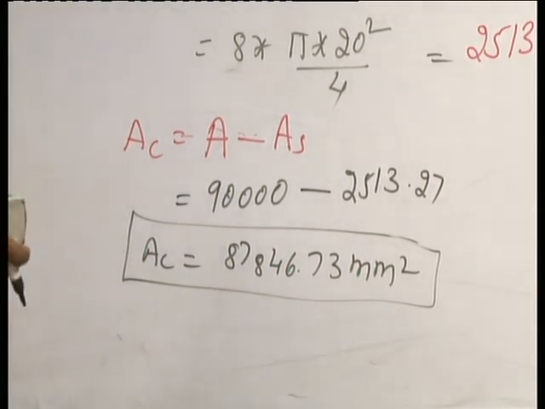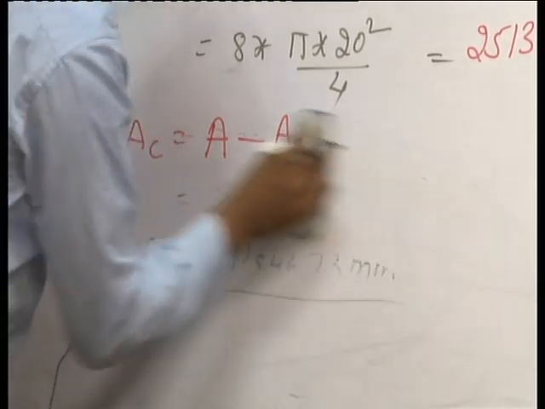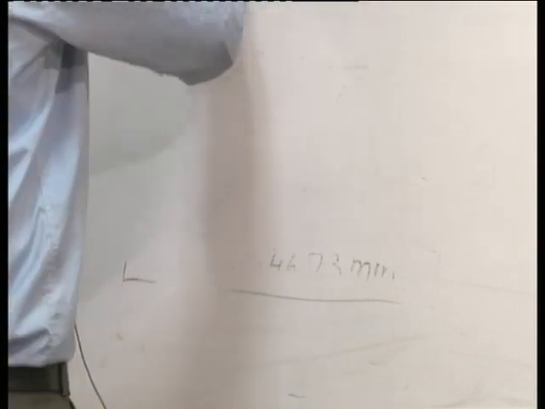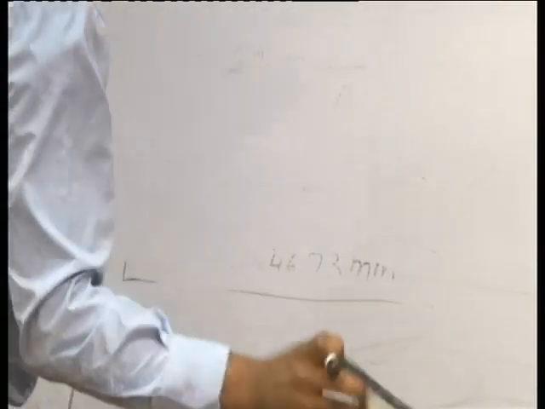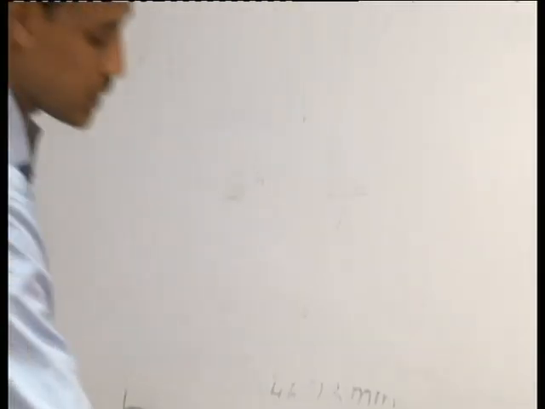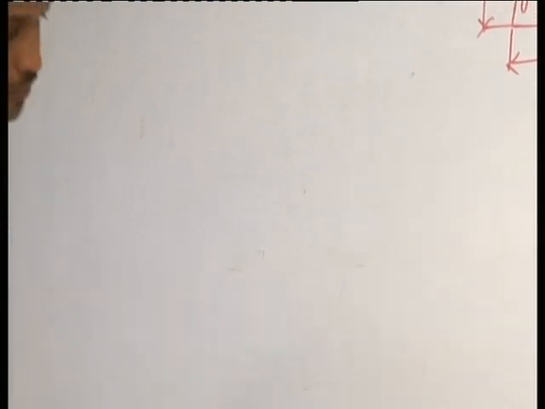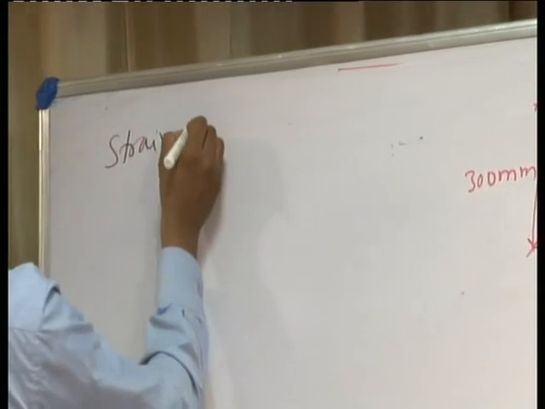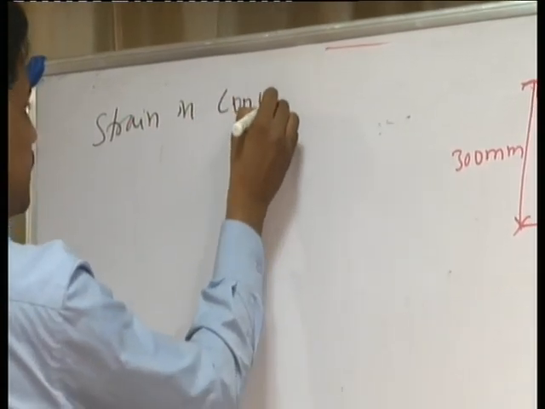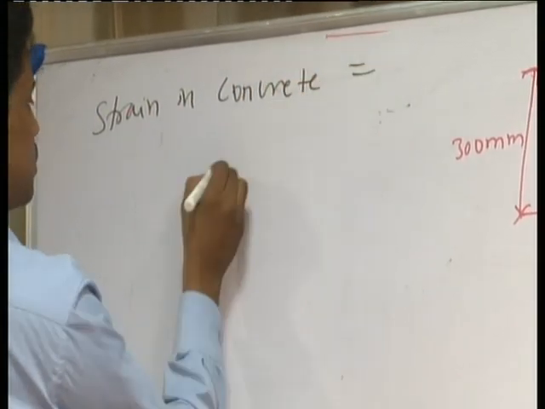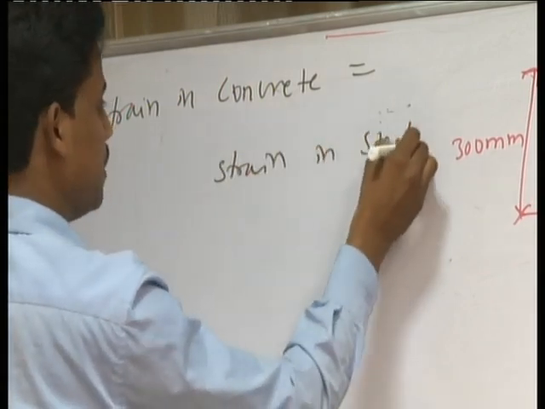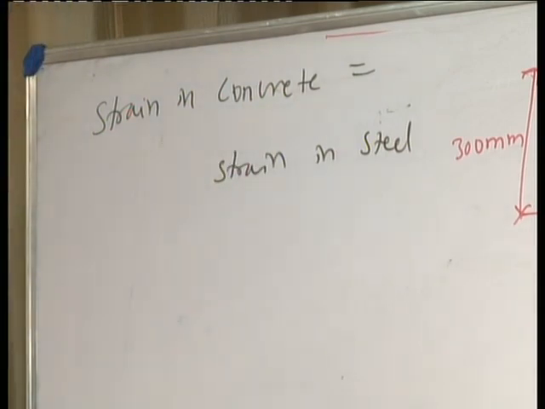So after calculating the area of concrete, as usual, you know that in a composite section, the strain in every material remains the same. That means the strain in concrete is equal to the strain in steel.